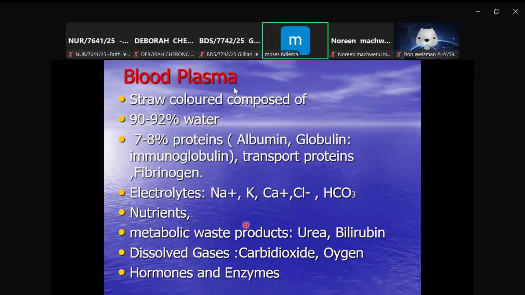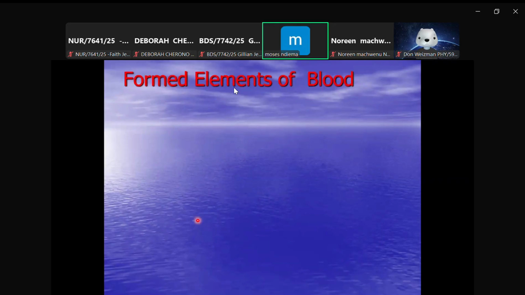Now, for the formed elements of blood, we use the word formed elements because these are not originally in the liquid form. These ones are cells which are formed elsewhere but are transported within the blood. They enter circulation, they can leave circulation, and then they're transported throughout the body. So red blood cells are the major formed elements of blood. These are the erythrocytes.